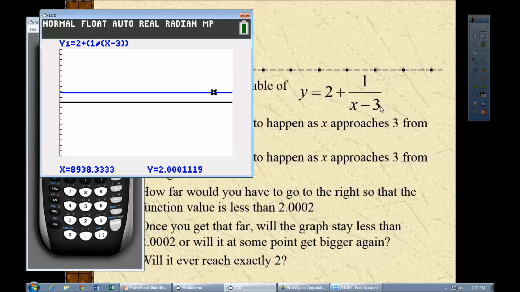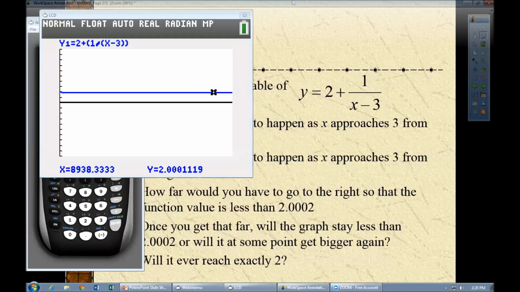So if I put in 103 for x, I get 1 over 100. If I put in 1,000,003, I get 1 over 1,000,000. But it's still something that I'm adding to 2. And 2 plus something is always more than 2. There's no way that we can get an x value which would make this fraction equal 0. So there's no way I'm ever going to be adding 2 plus 0. Just cannot happen. So we'll never exactly reach 2.